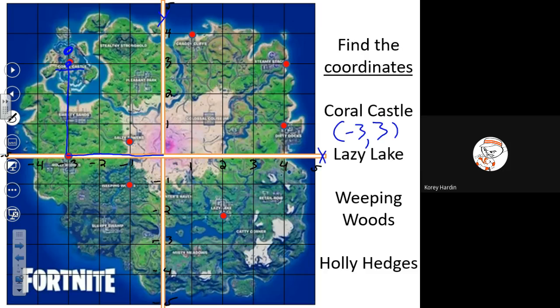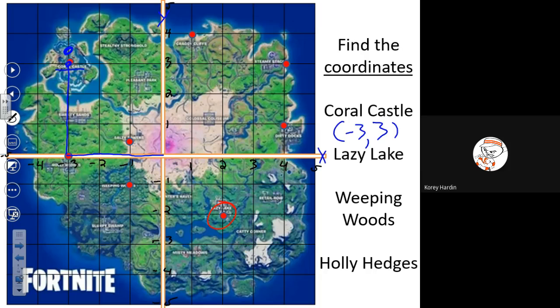You go ahead and try Lazy Lake. Lazy Lake is right here. There's a bunch of tall buildings here. It's next to a lake. Yeah, it's not a cool place to go. I usually die pretty quickly here. But see if you can tell me how to get to Lazy Lake.